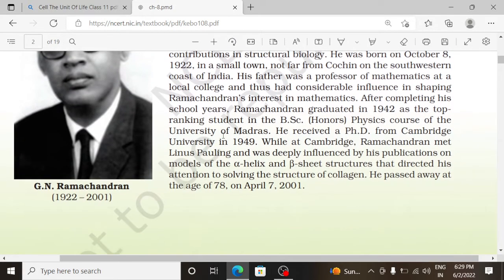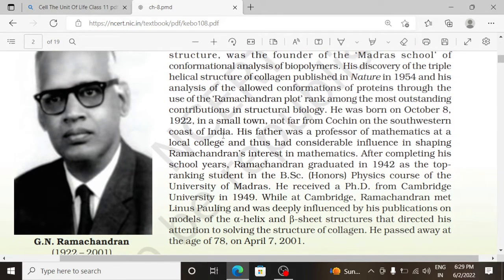After completing his school years, Ramachandran graduated in 1942 as the top-ranking student in BSc Honours Physics course of University of Madras. He received a PhD from Cambridge University in 1949. While at Cambridge, Ramachandran met Linus Pauling and was deeply influenced by his publications on models of the alpha helix and beta sheet structures that directed his attention to solving the structure of collagen. He passed at the age of 78 on April 7, 2001.